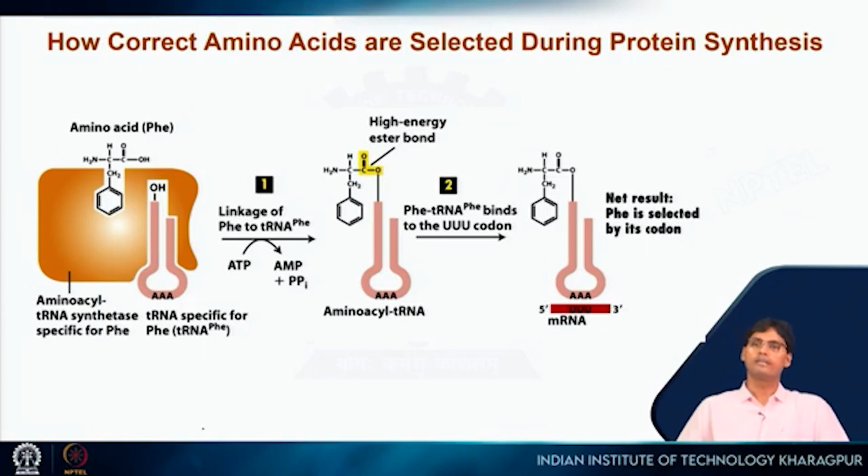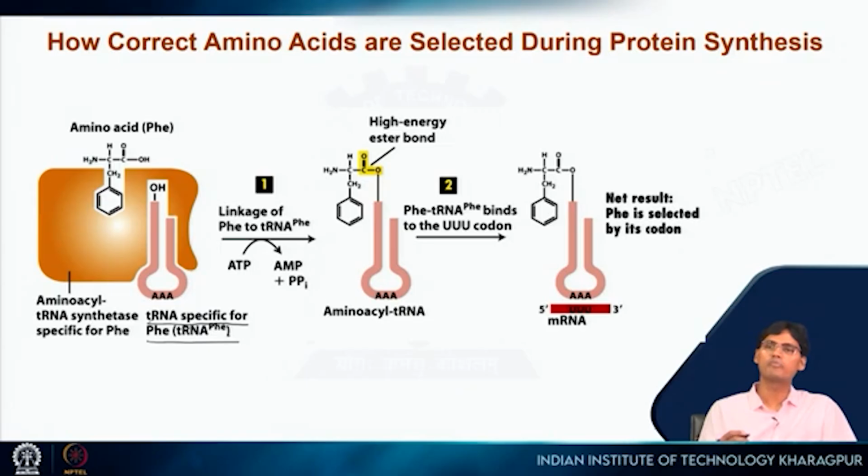Now, next question is how a specific amino acid should be attached with a specific tRNA, right? So tRNA is bringing the correct amino acid at the site of translation. So in this slide, I am trying to explain that. So this is the tRNA, you can see here, and this is specific for phenylalanine. Phenylalanine is an amino acid.